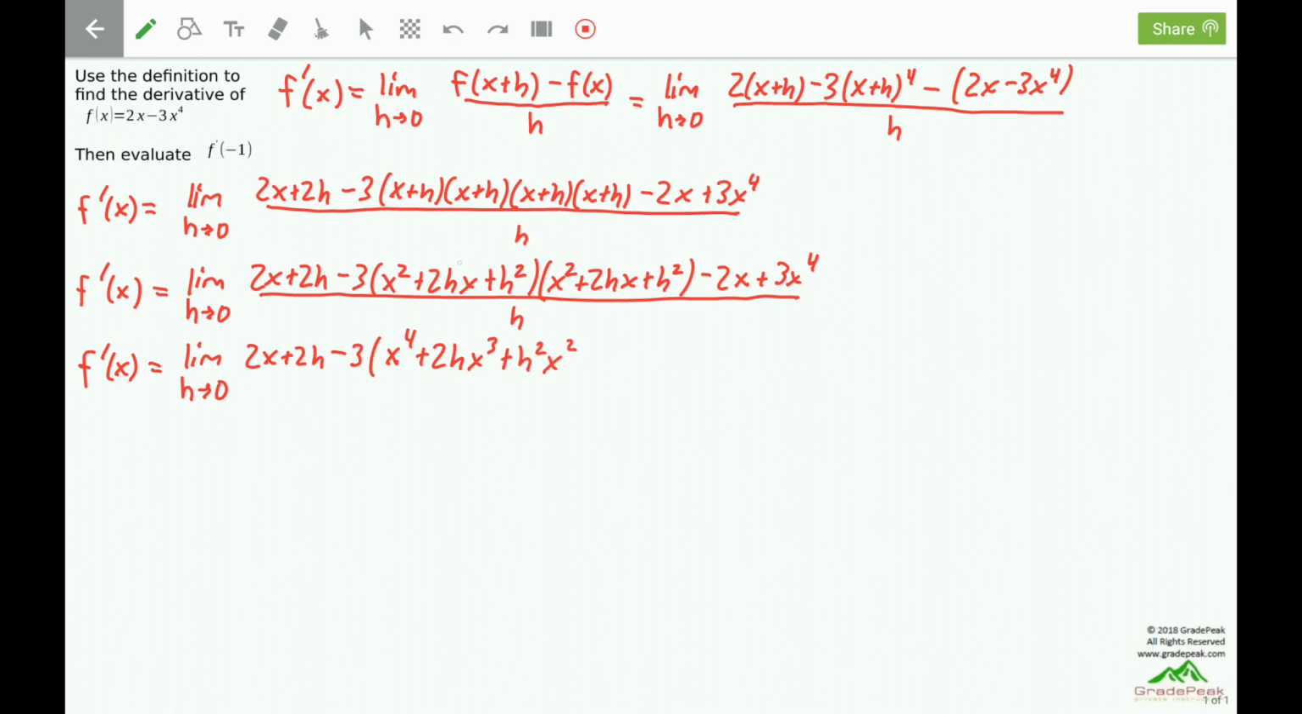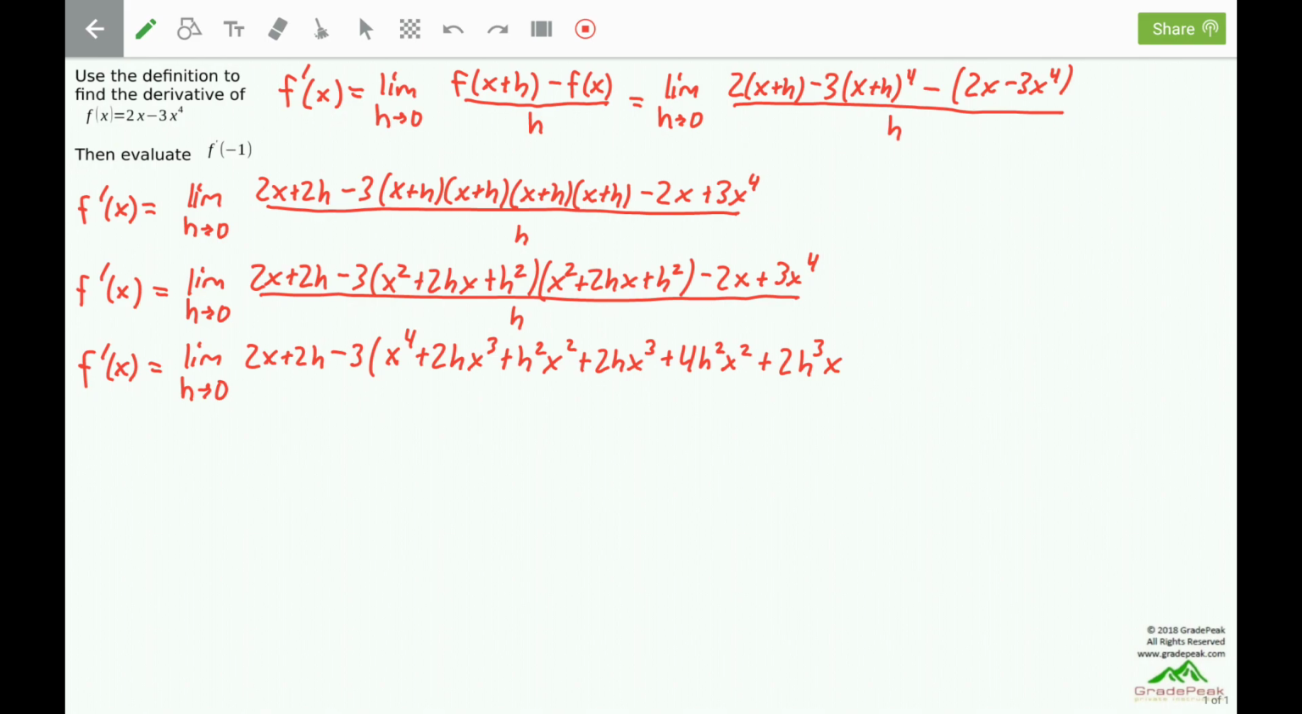Now I'm going to take the 2hx and multiply it times x squared. So I have a plus 2h x cubed. Then I'm going to take it times the 2hx, and that'll give us a 4h squared x squared. Then I'm going to take it times that h squared, which is going to be a 2h cubed x.